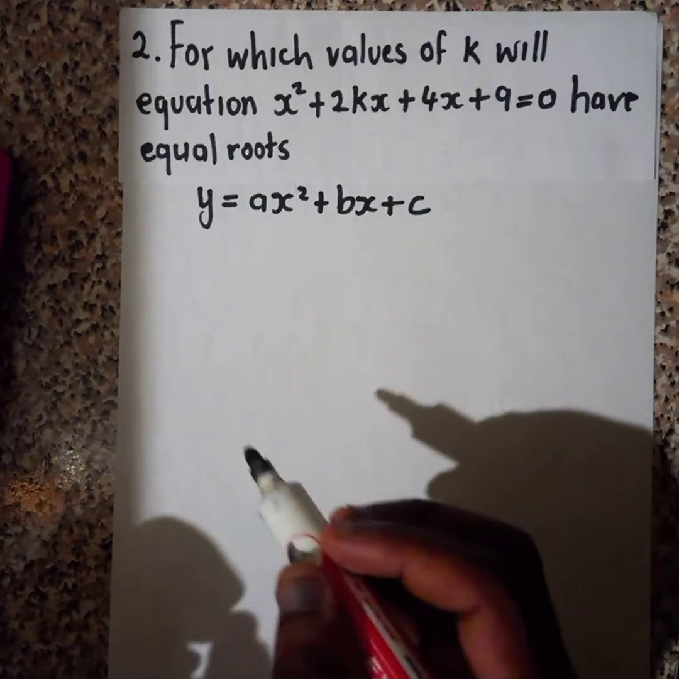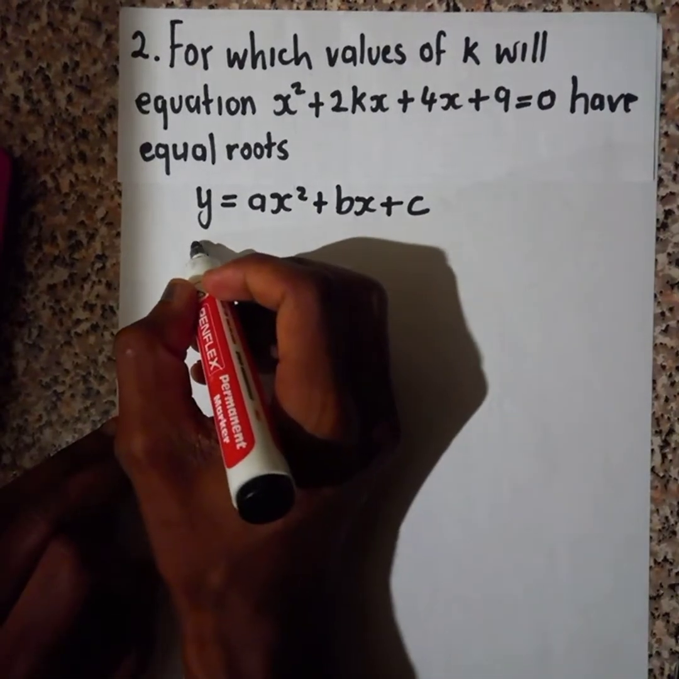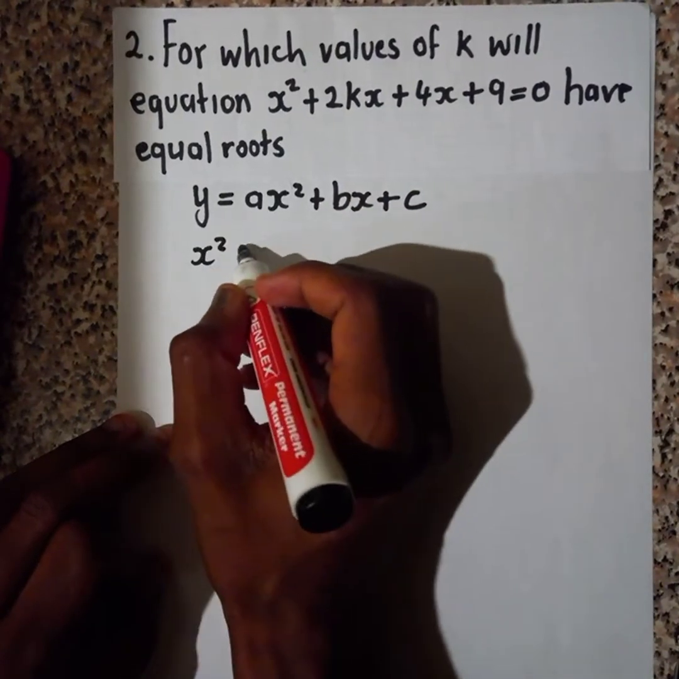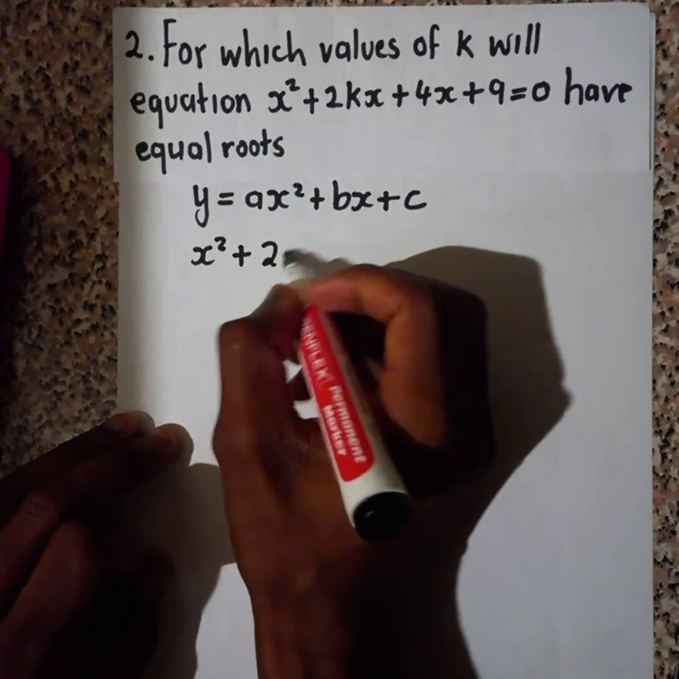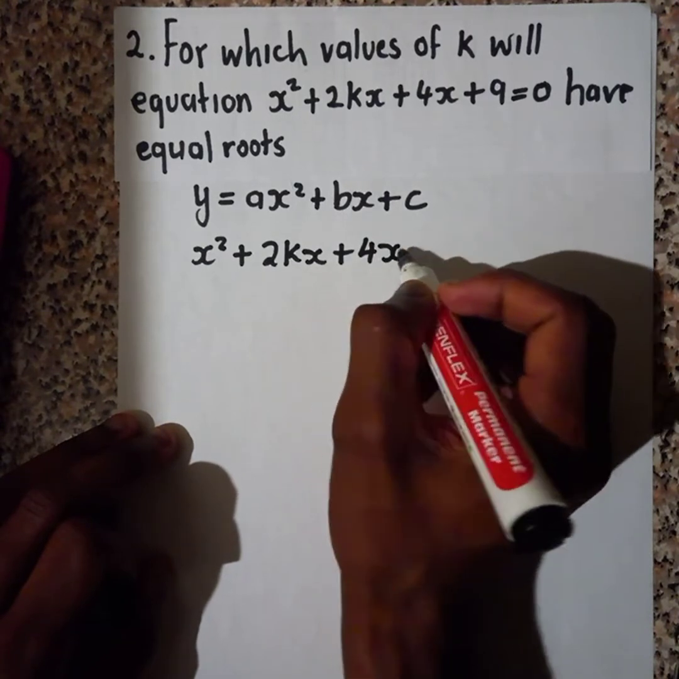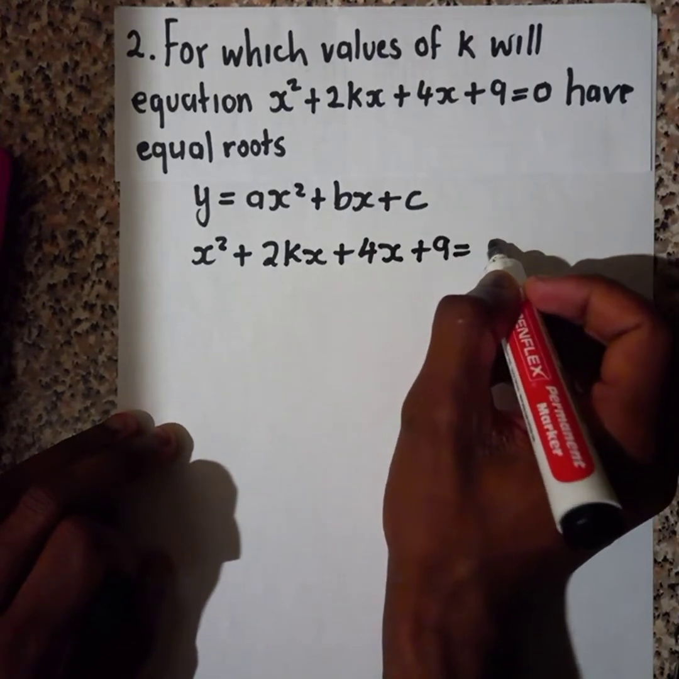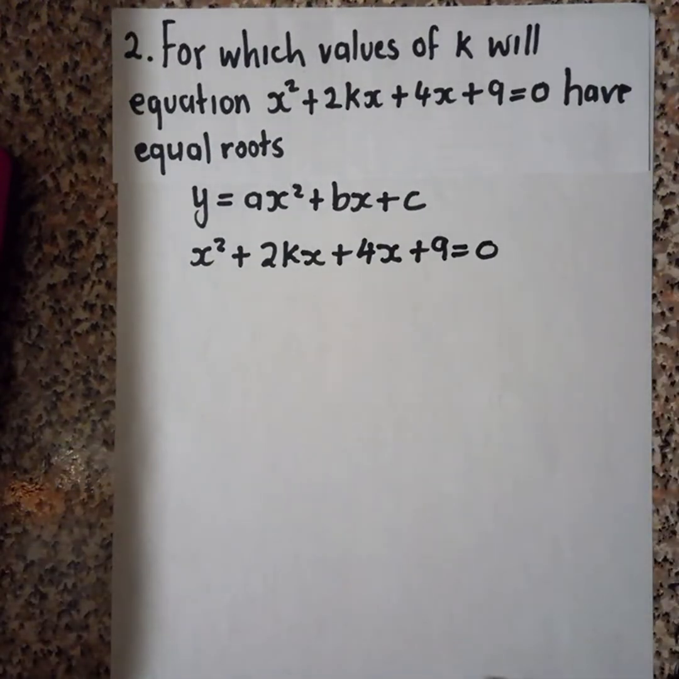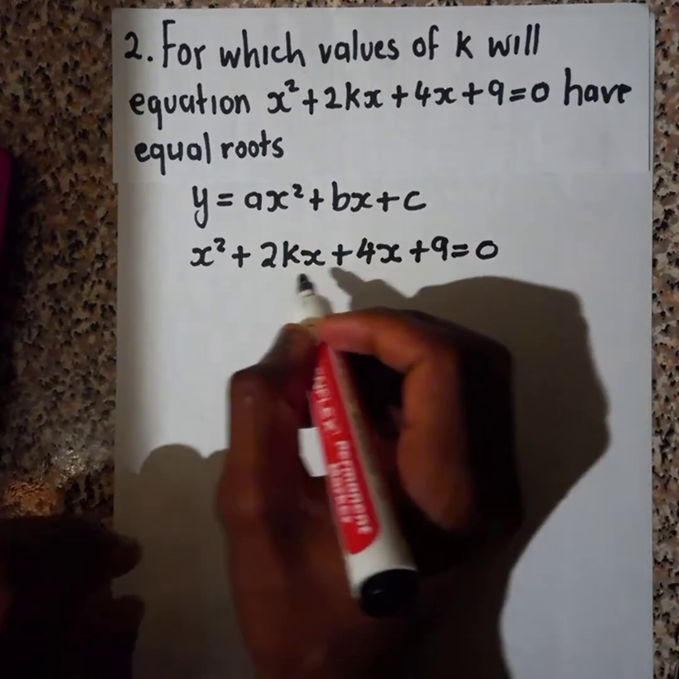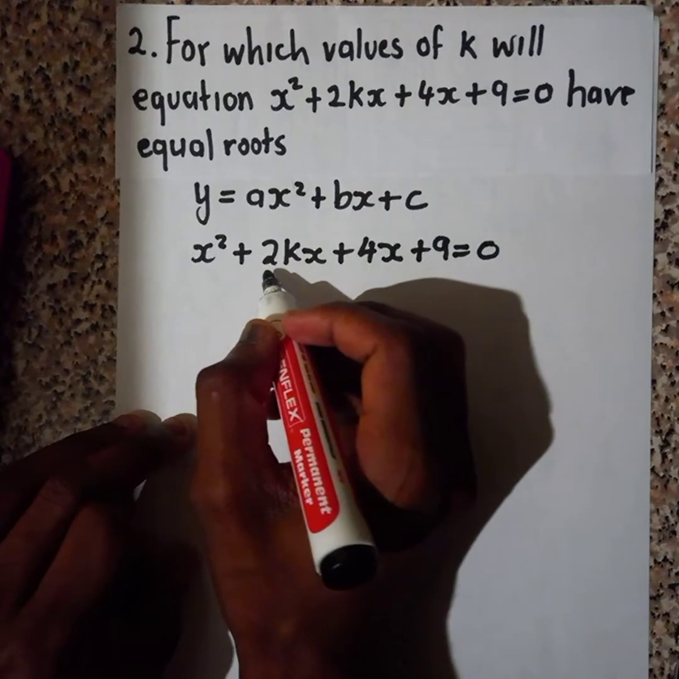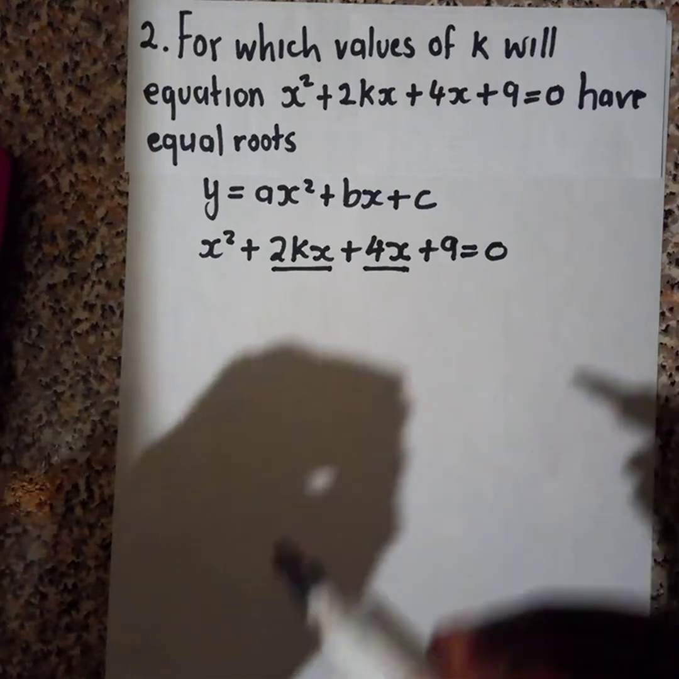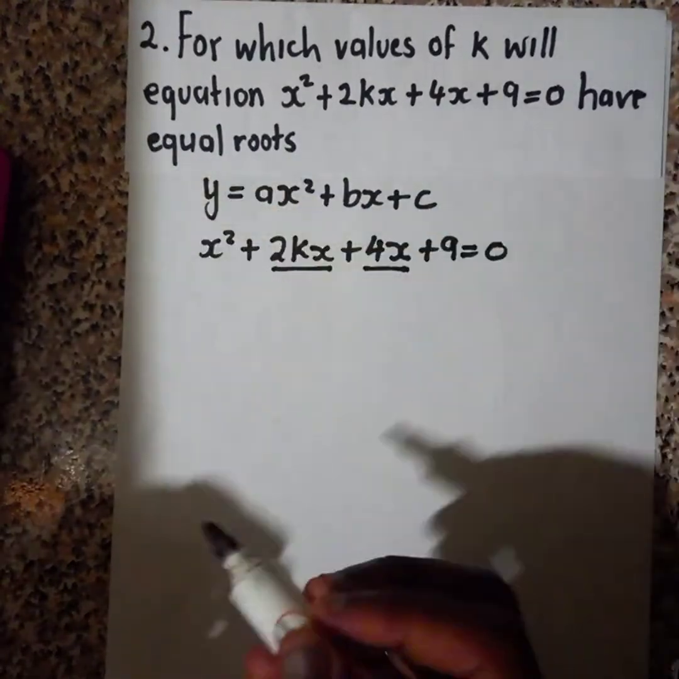Now we are going to take the given equation and write it in the form of a general equation. How? Like this. You are going to take your given equation, which is x squared plus 2kx plus 4x plus 9. Do you understand this one, fellow learner? Then from this point, you will factor out your x between term 2 and term 3 to make it look like your general quadratic formula.